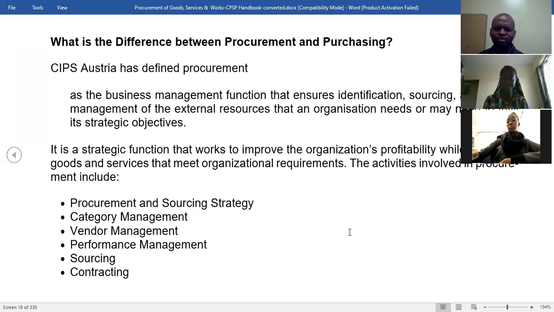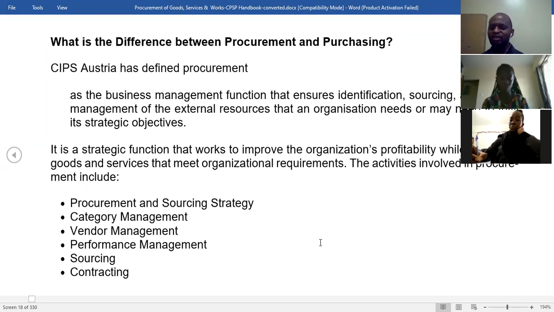For example, a case of Tuskys, it recently closed down because they were unable to manage their suppliers. Basically, they did not pay their suppliers, and the suppliers felt that this was very bad for their business, and therefore they decided to go to their competitors like Quickmart. And that's why at the end of the day, you saw Tuskys going down.